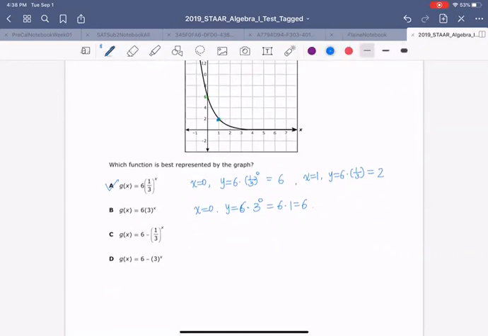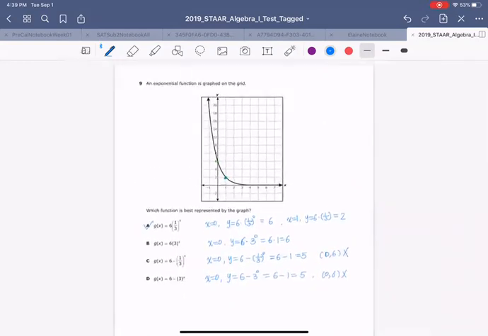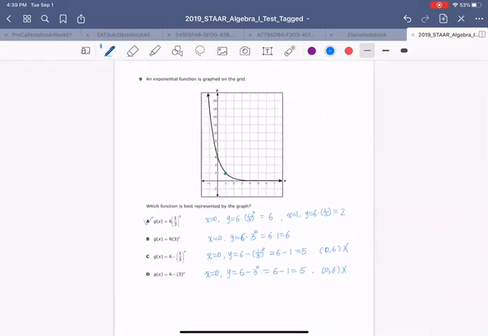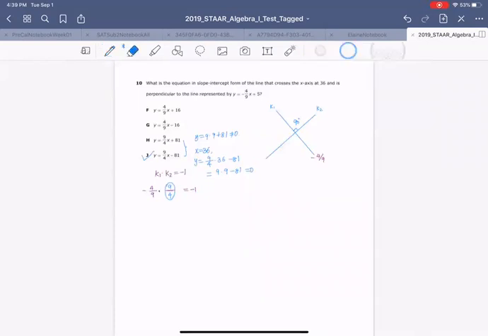So the next one here, when x is 0, y equals 6 minus 1/3 to the power 0, which is 6 minus 1, which is 5. So this one does not pass 0, 6. So this one is wrong also. This one, when x equals 0, y equals 6 minus 3. Never mind. It's because the x's are different. Okay. Is this question very clear now? It's pretty clear. Yeah.